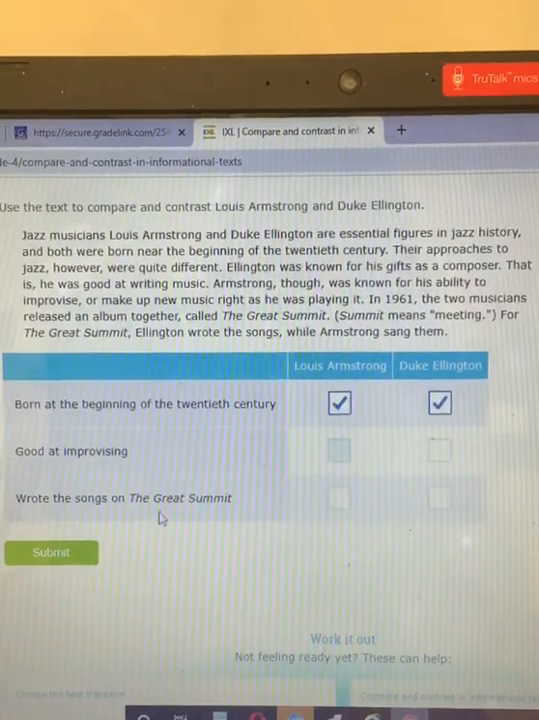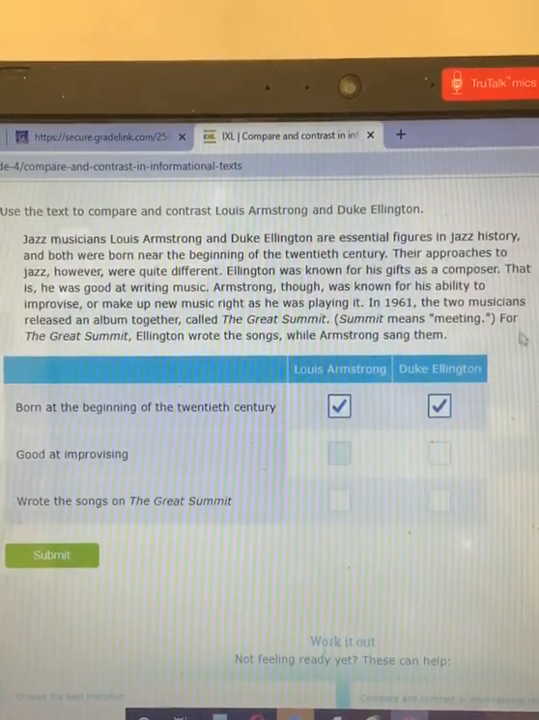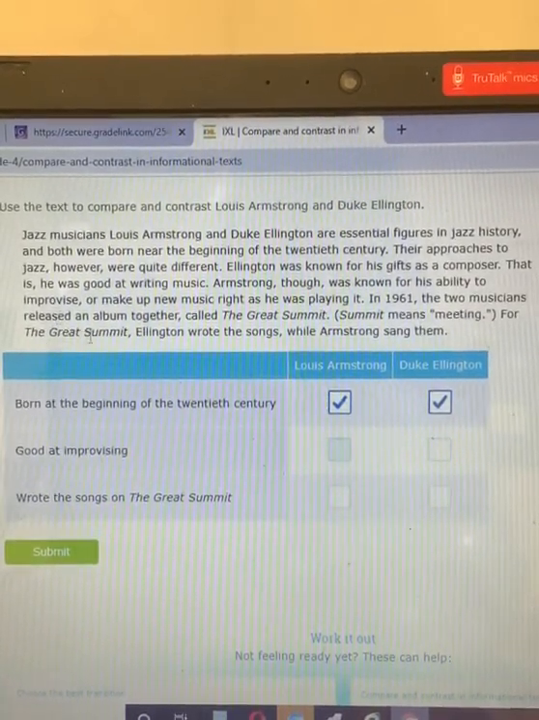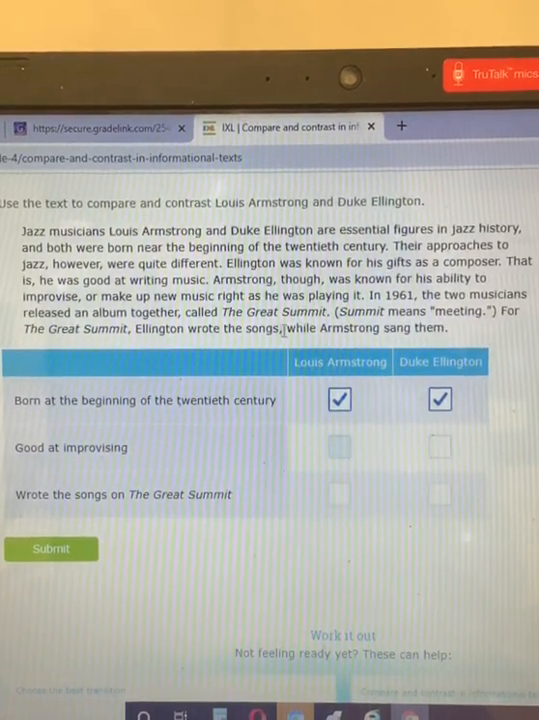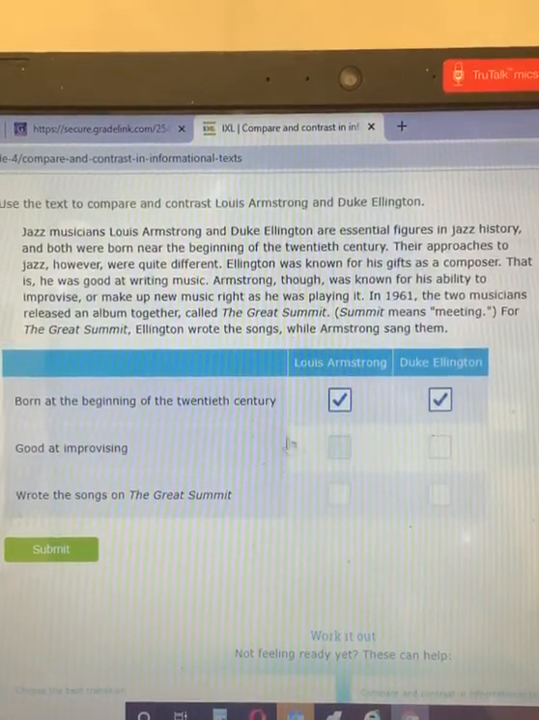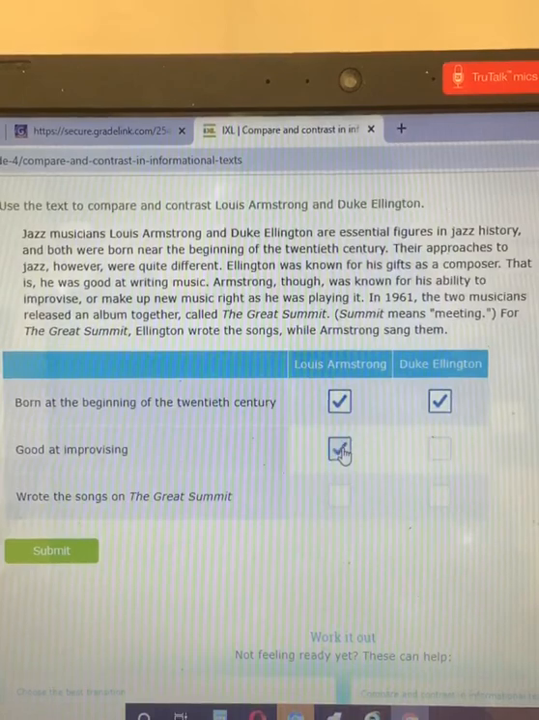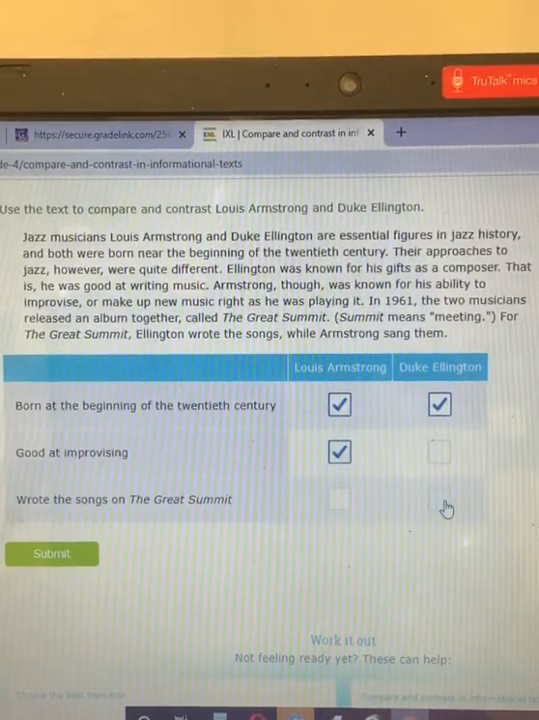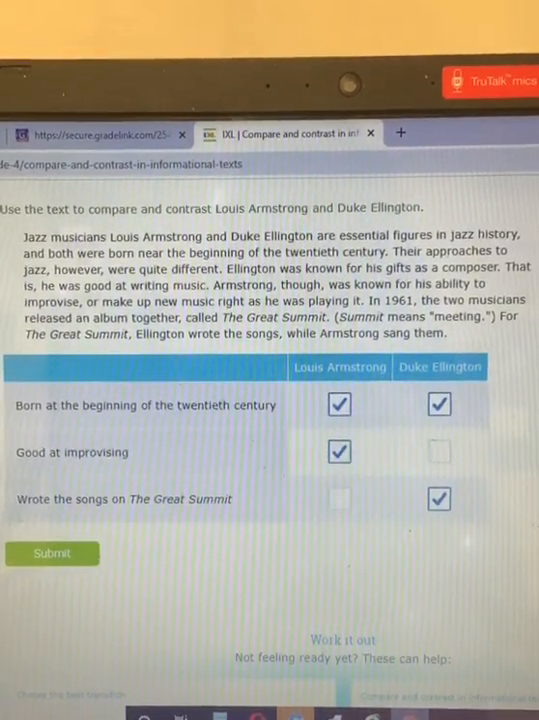Wrote the songs of The Great Summit. Here that tells us for The Great Summit, Ellington wrote the songs. There we go. And now we can mark.